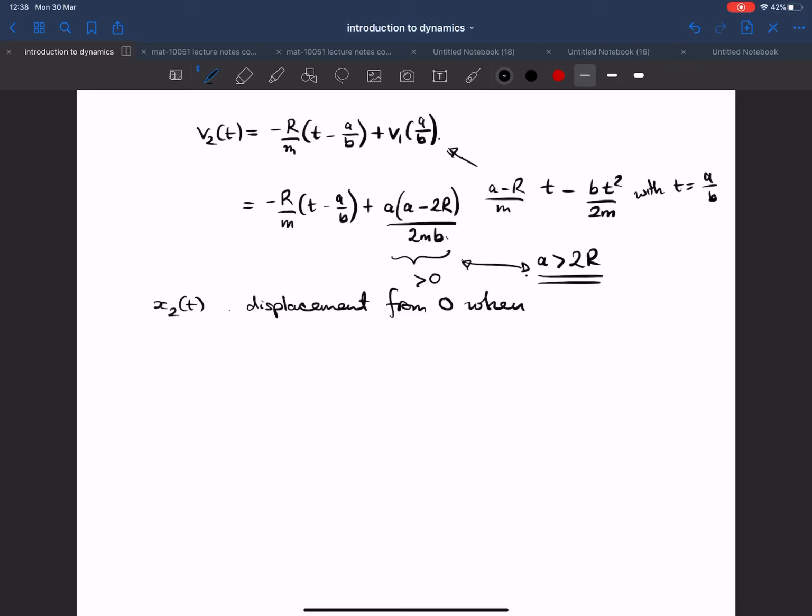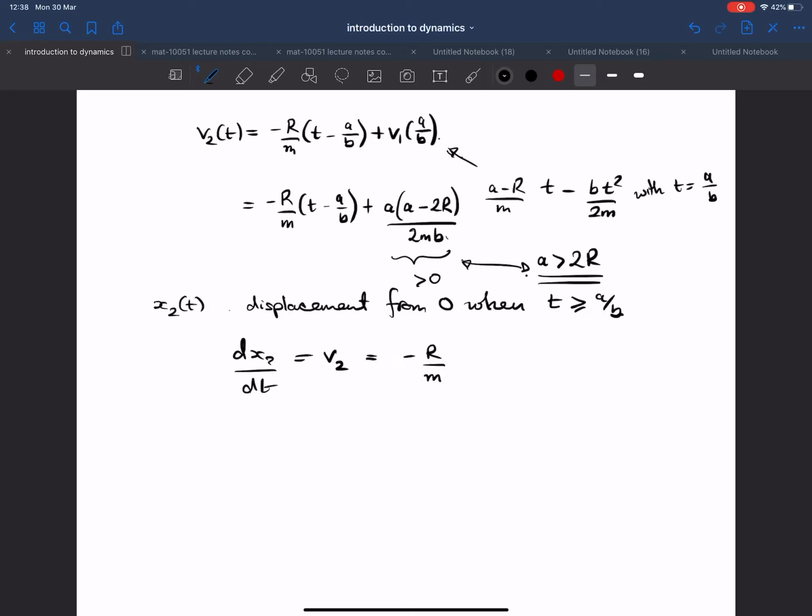When t equals... when t is greater than or equal to a over b, and this is just linked to v2 as follows. So it's another integration job for us.